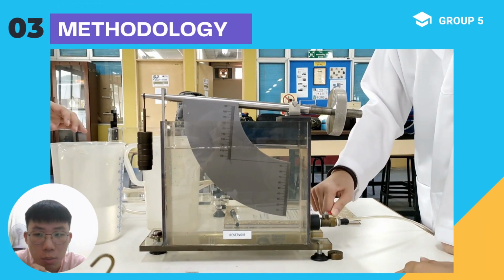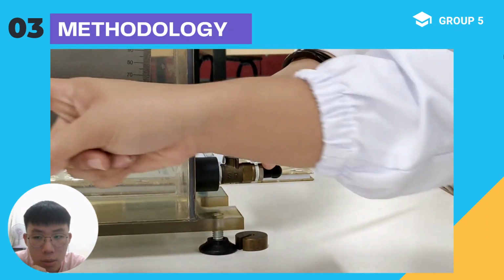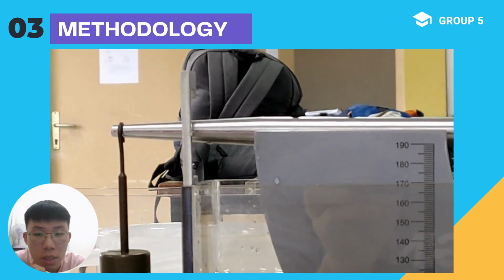The previous step results were taken again by removing the weight by 50 grams. The drain valve was slowly opened to release the water until the balance arm was perpendicular to the level indicator.